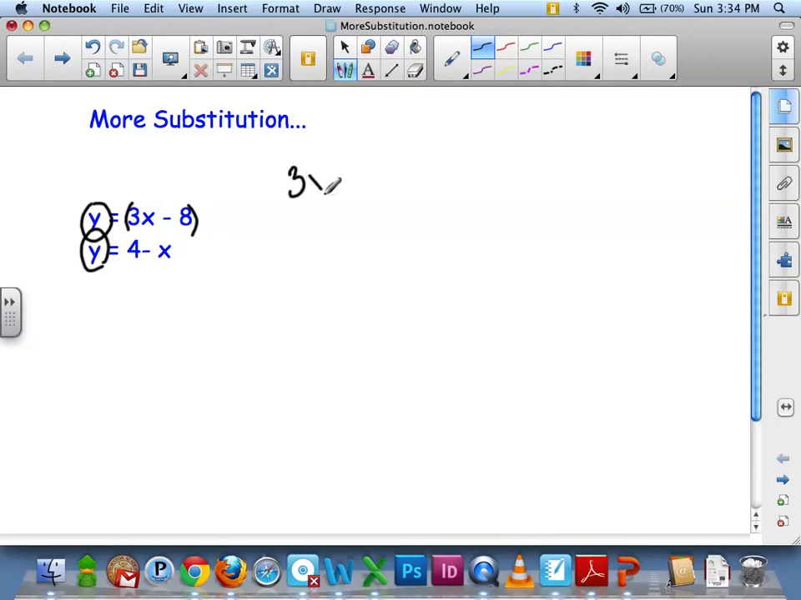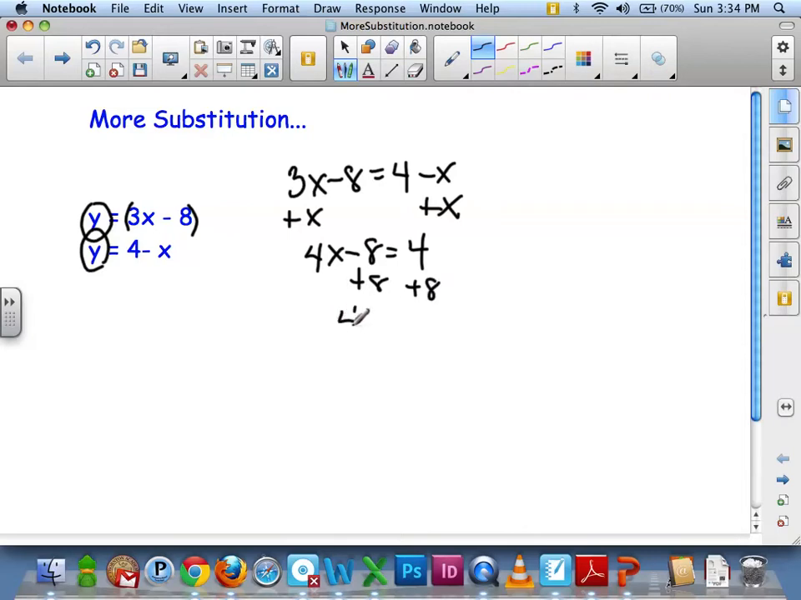So you're going to have 3x minus 8 equals 4 minus x. From here I'm going to go and solve. So I'm going to bring this x that's on the right hand side over to the left hand side. So now we've got 4x minus 8 equals 4. I'm going to add 8 to each side. And you've got 4x equals 12. Again, we're just solving for x so that way we can eventually solve for y. So first I get x equals 3.